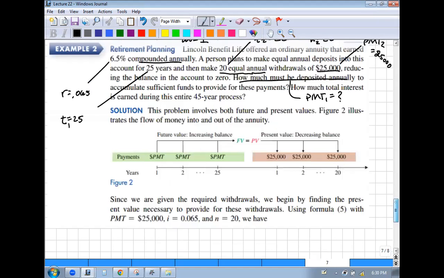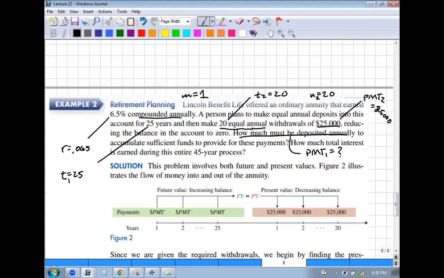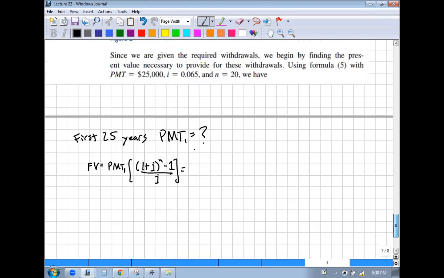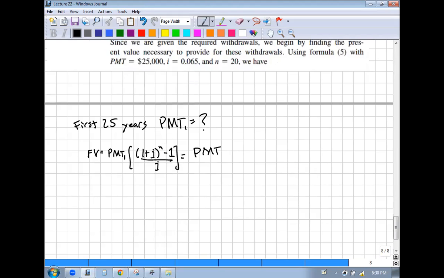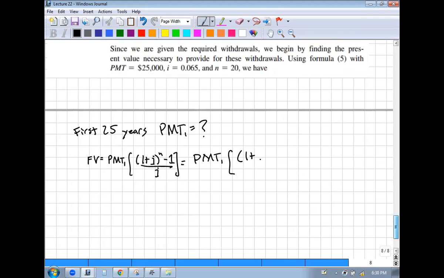Where's our numbers? Let's see. There we go. There's our rate, 25 years. Ordinary annuity, this percent annually, 25 years. So we have whatever this payment amount is. The interest rate was 0.065. So I is 0.065 divided by M. Because it's once per year, it's just 0.065.